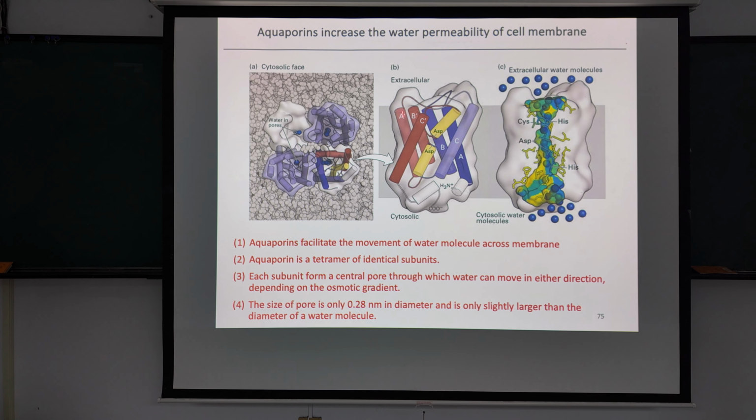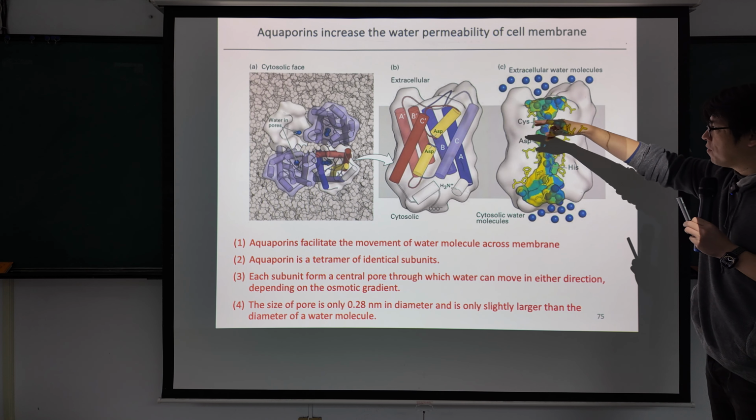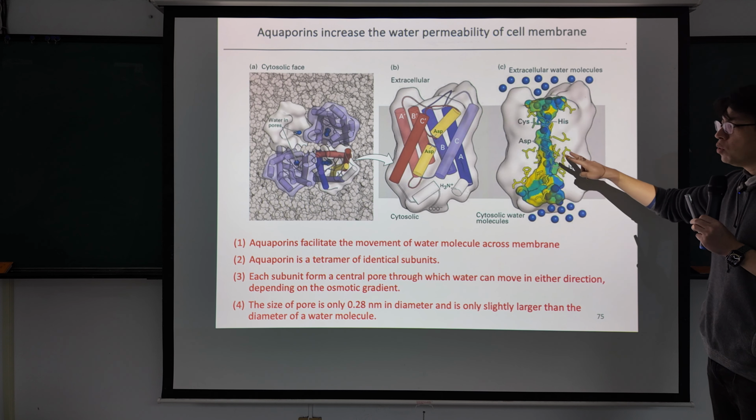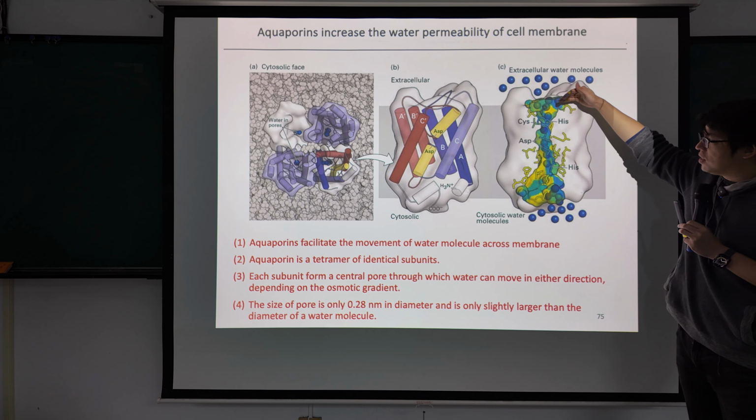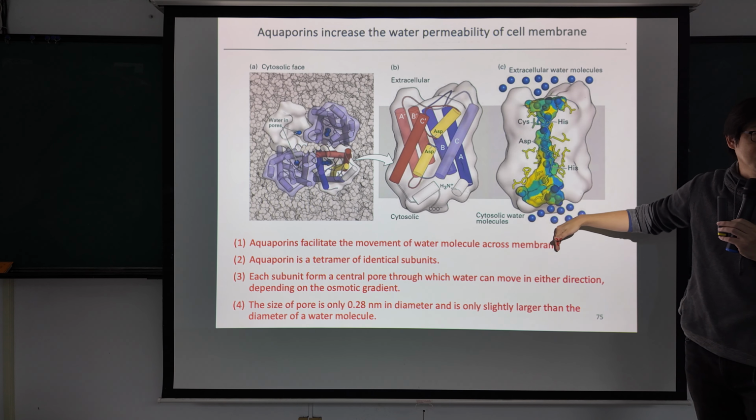aquaporin. They basically have a lot of alpha helix here to help them embed in the plasma membrane. But inside those alpha helices, there is a tunnel which is highly hydrophilic. And the diameter of this pore is about 0.28 nanometer, which is only slightly larger than the water molecule. So the water can easily go across this hydrophilic tunnel.